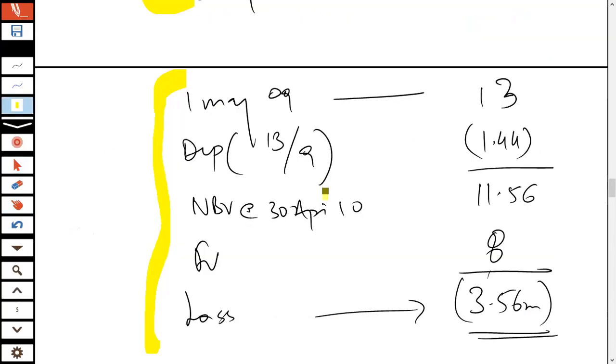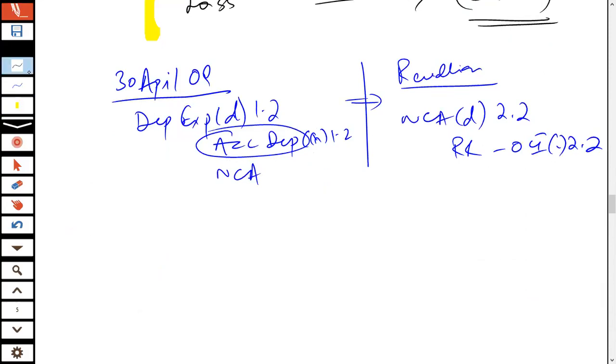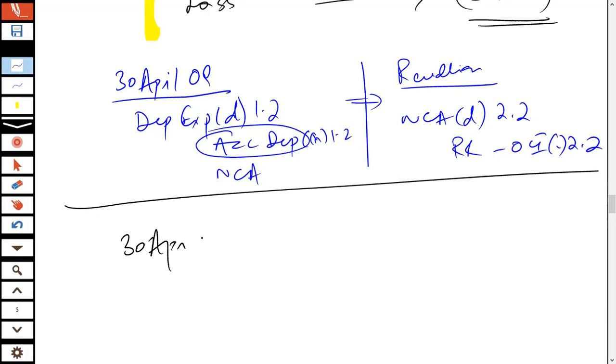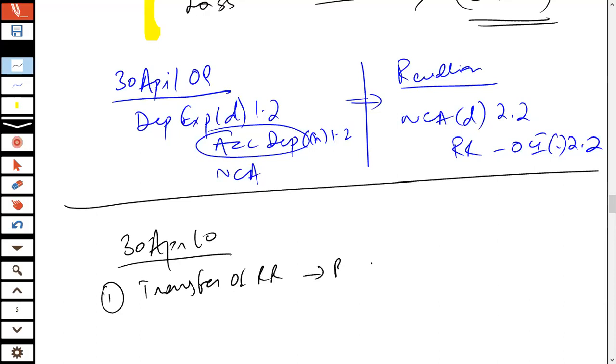So it's actually going to be non-current asset debited by 2.2 and the revaluation reserve is going to be credited by 2.2. Now what happens is at 30th April 2010, there's going to be one entry pertaining to the transfer of revaluation reserve to retained earning. How much is that going to be?